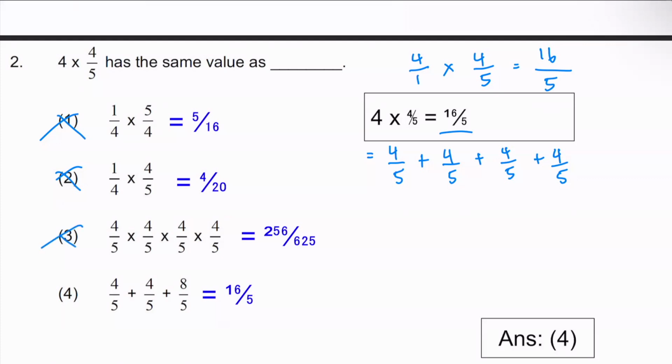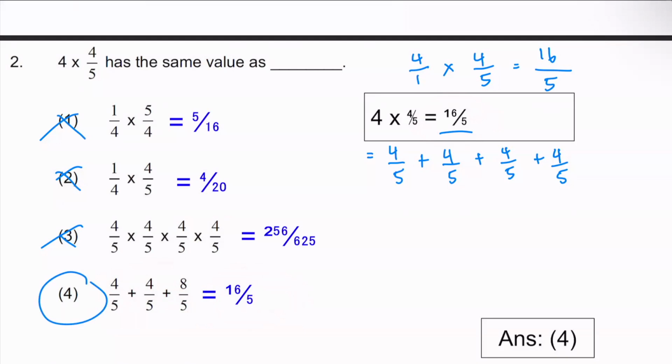Okay, let's look at the last option that we have. Let's double check whether this is the correct answer or not. Okay, so this is 4 over 5 plus 4 over 5 plus 8 over 5. So this is simple addition of fractions. How do you add fractions? Remember, must ensure that the denominator is the same. So once you have ensured that, then you can do your problem sums. 4 plus 4 plus 8, you get 16. So the answer is 16 over 5. Is this the same? Yes. So the answer is number 4.